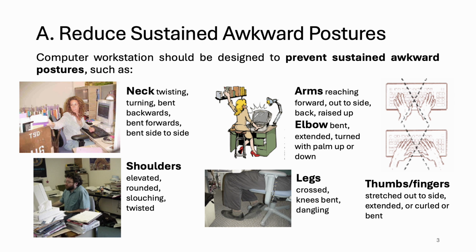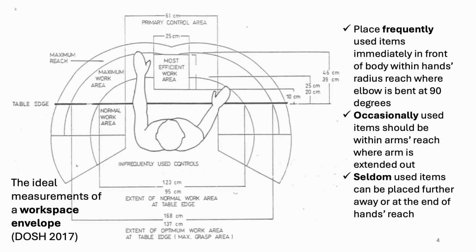The first principle is to reduce sustained awkward postures. Design computer workstations to prevent awkward postures such as neck twisting and bent backwards or forward, elevated or slouching shoulders, arm reaching forward or raised up, elbows bent or extended, legs with knees bent or dangling, and finally, thumbs or fingers extended. How can we design workstation to avoid awkward postures?